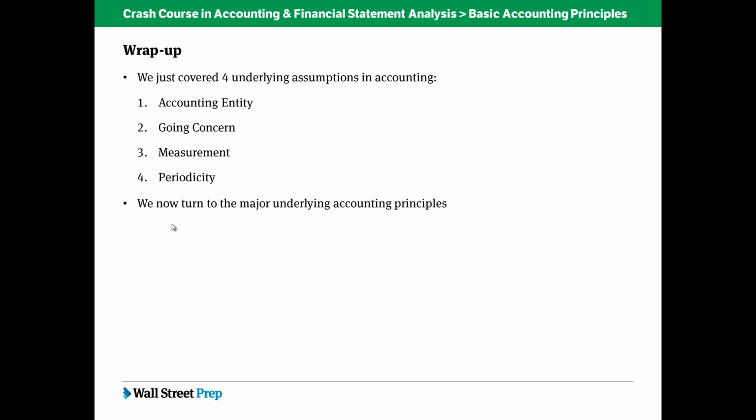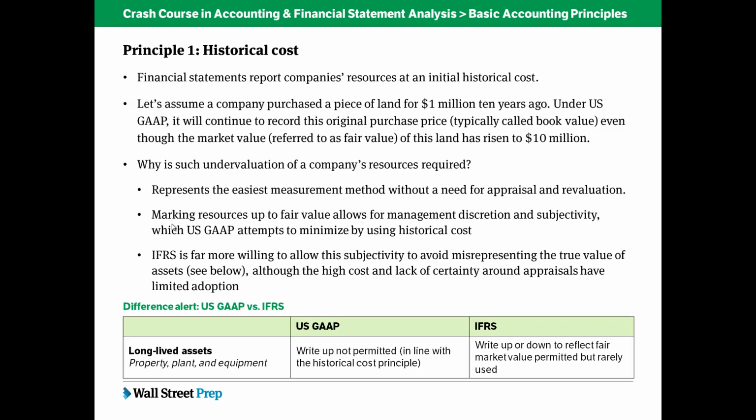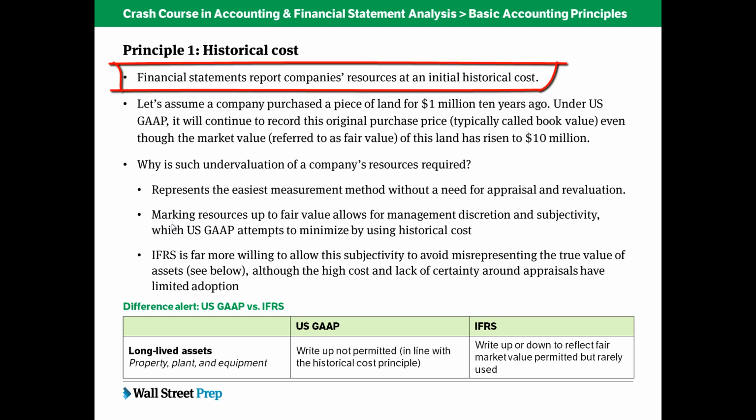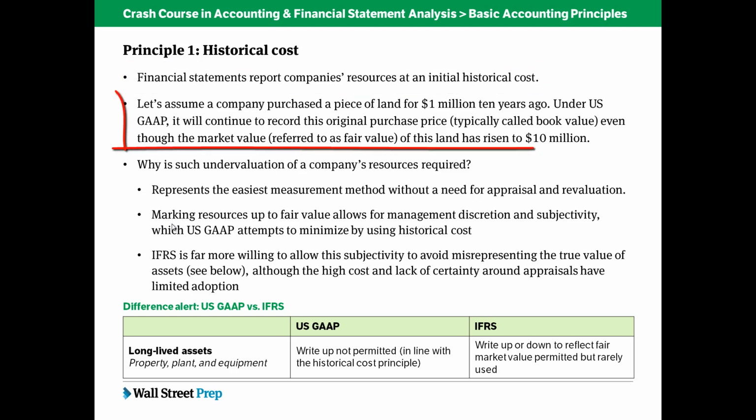Let's now turn to the major underlying accounting principles. The first and critical principle underlying GAAP is historical cost. Financial statements report companies' resources at an initial historical cost. Let's assume that a company purchased a piece of land for $1 million 10 years ago. Under US GAAP, it'll continue to record this original purchase price, typically called the book value, even though the market value, which is referred to as fair value, has risen to $10 million.